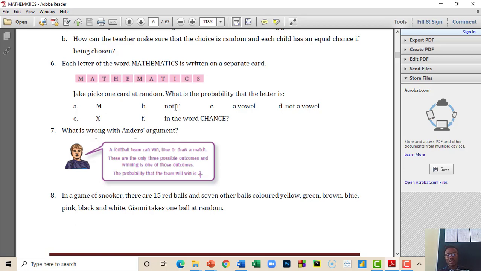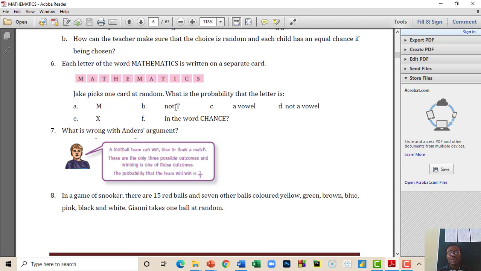Another way to explain that is, probability of getting not T could also mean probability of getting other letters aside from T. And the other letters we have here are 9 altogether, putting aside the repetitions of letters such as letter M and letter E. So probability of getting not T just means getting others apart from T. So that is another way to also explain it.